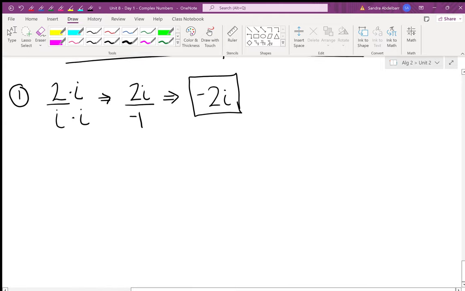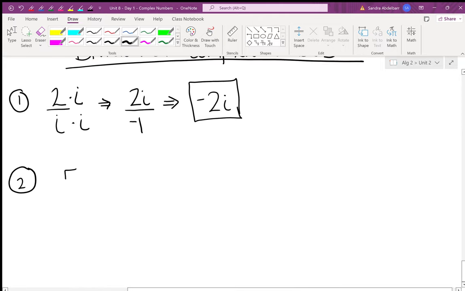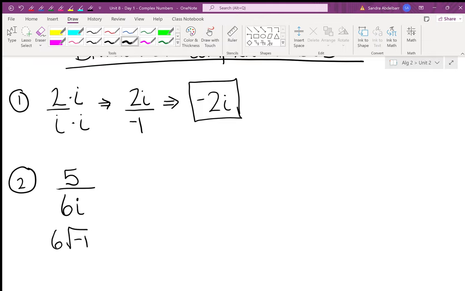All right, you all try this one. Actually, let's do this one together. All right, is 6 a problem? No. Remember, this is saying 6 times the root of -1. 6 is not the problem. What's the only problem here? i is the only problem. So am I going to multiply by a whole 6i? No, all I multiply by is i. So this gives us 5i over -6. Can I assign that negative to the numerator if I want? Absolutely.